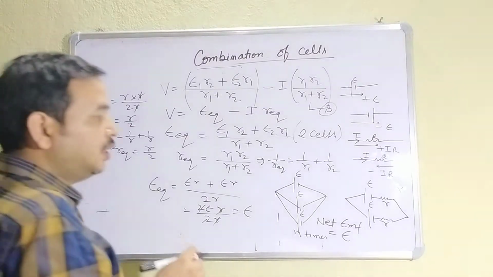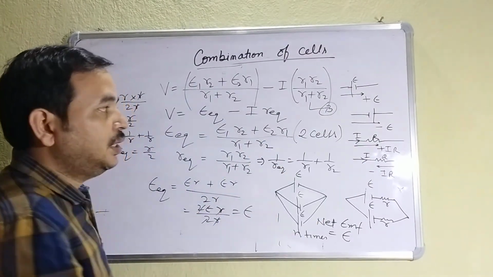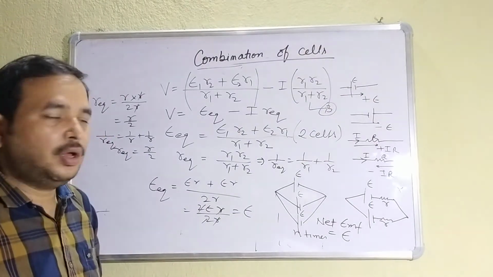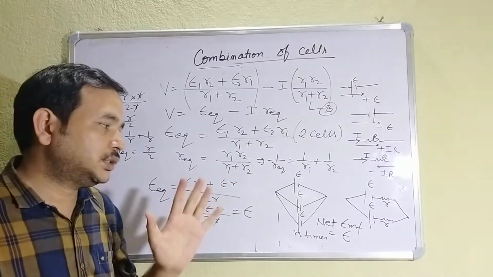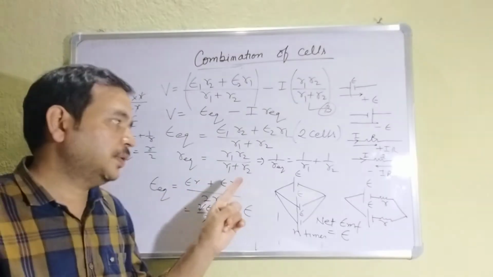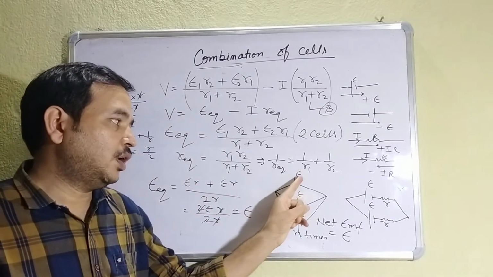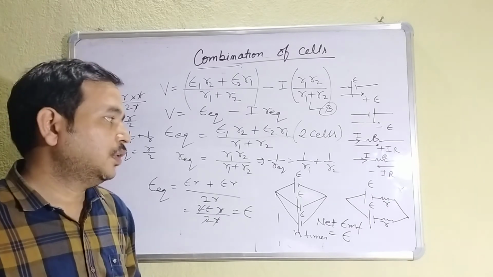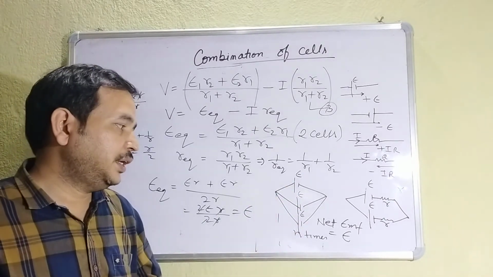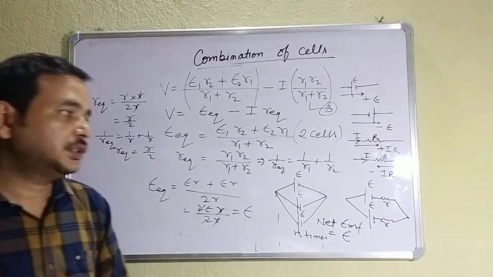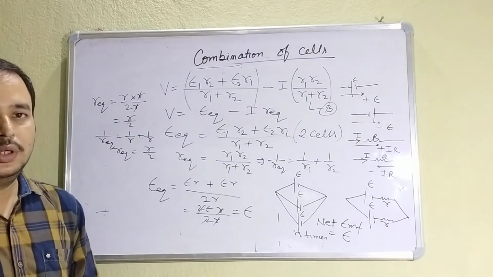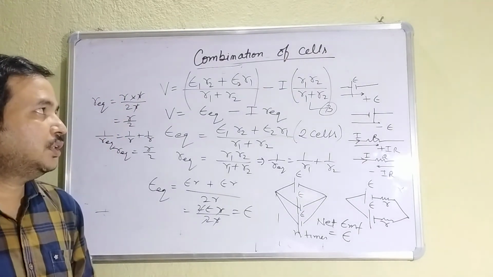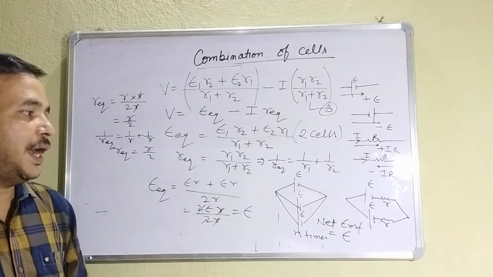Only for EMF in series, the net EMF is the addition of all. In parallel, you will always see that the question is given with the same EMF for all cells. All the cells have the same EMF. So what will the equivalent be? That is the EMF of one cell, that is E. So this is about combination of cells in parallel.